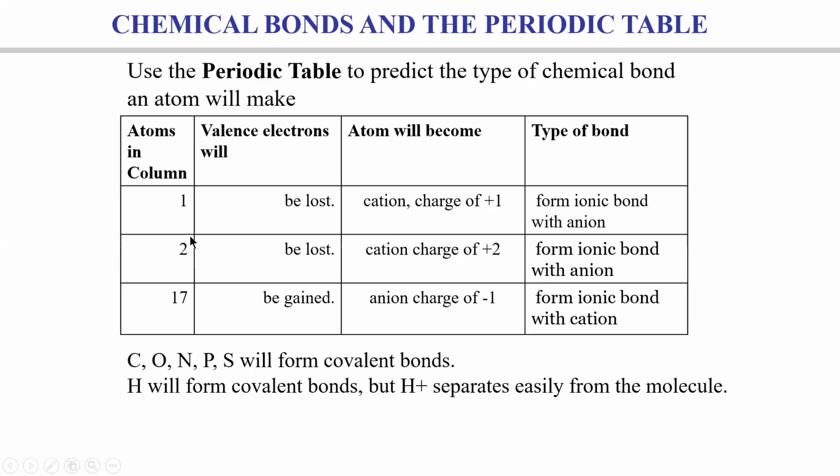The atoms in column 2 also only have 2 electrons in the valence shell. The easiest thing for them to do is to give those electrons away.